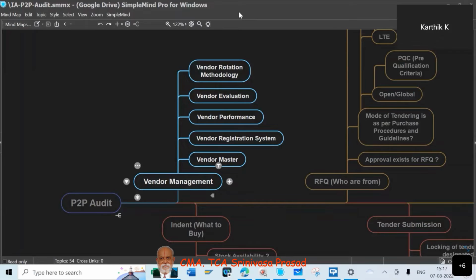And to be more specific, sometimes some vendors ask for the list of directors and all. So those kind of details we'll be providing, sir. Okay.